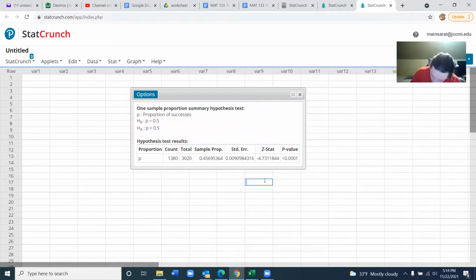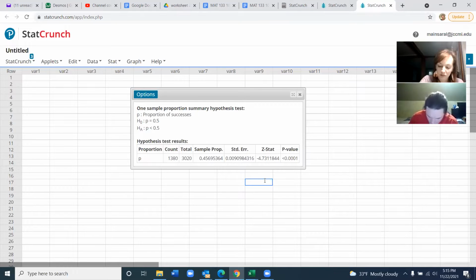And our Z statistic is negative 4.73, right? And our P value is, ooh, it's got that symbol. What does that mean? It says less than 0.0001. It means it's a number smaller than that. So it means that it's so small that it's less than that. So we definitely know it's less than our alpha, which we said was 0.01. So again, we do reject H0. Yes, we do.